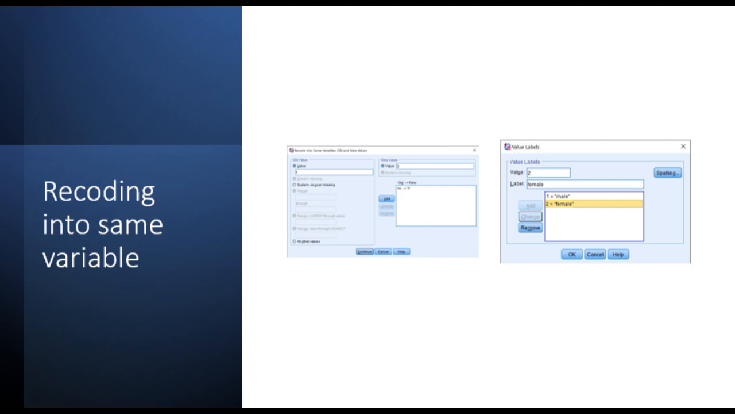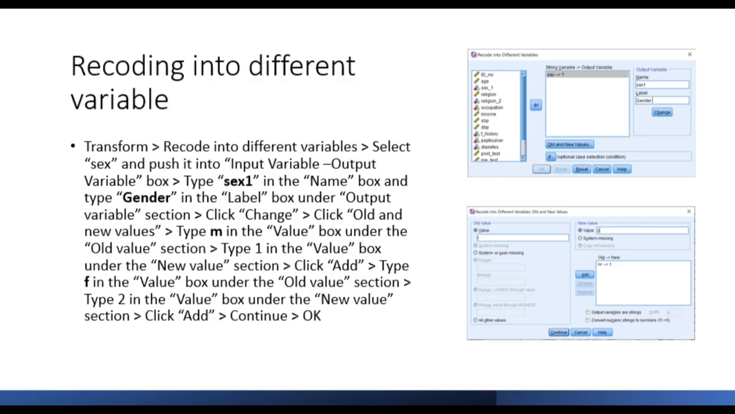Recoding into different variable: Transform, next Recode into Different Variables. Next, select sex and push it into the Input Variable, Output Variable box. Next, type sex1 in the Name box and type Gender in the Label box under Output Variable section. Next, click Change. Next, click Old and New Values.